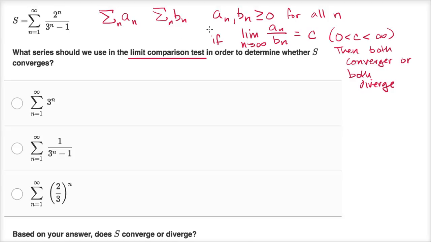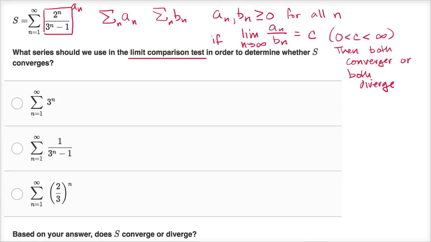So let's think about what if we say that this is our A sub n. What is a series that we can compare to that seems to have the same behavior as n gets really large? Well, this one just seems to get unbounded. This one doesn't look that similar. It has a 3 to the n minus 1 in the denominator, but the numerator doesn't behave the same.